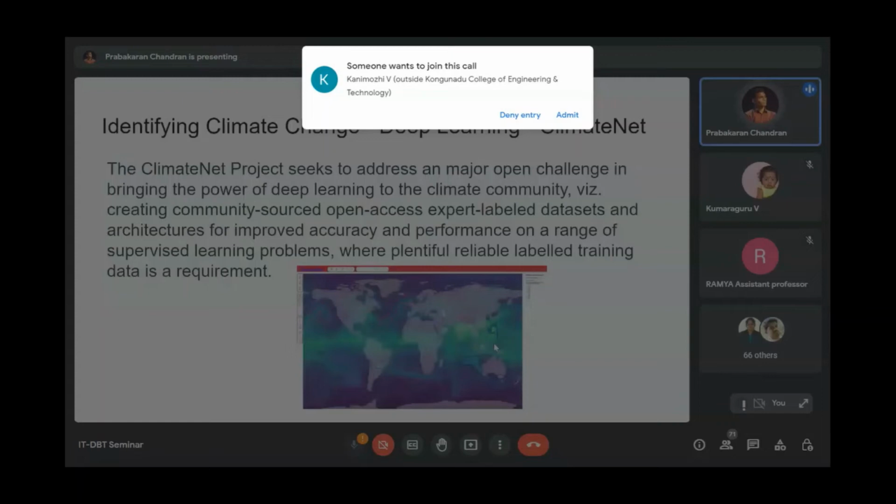Let's get into how we can utilize deep learning in terms of handling climate change as well. In terms of climate change, there is an open worldwide project called Climate Net, which addresses a major and open challenge in bringing the power of deep learning to the climate community. Which means we have a lot of data sets in place, the satellite data set, which has the knowledge of what type of weather patterns can occur and what the anomalies in that weather pattern are.